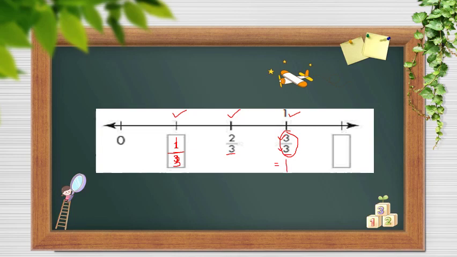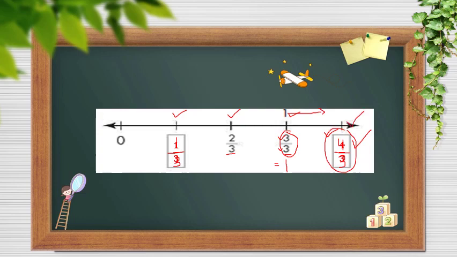Okay. Now what is the fraction for this part? What is my numerator? Excellent, 4, because this is the fourth part. And what is my denominator? Excellent, it is the same, 3. So the fractions where you have bigger numerator than denominator, those fractions are greater than 1. You can see this fraction is after 1. So this is greater than 1.